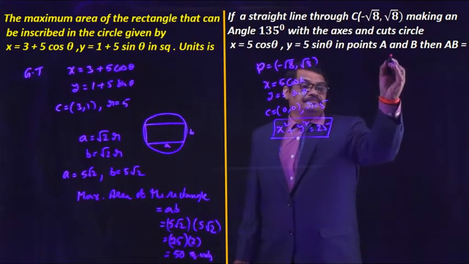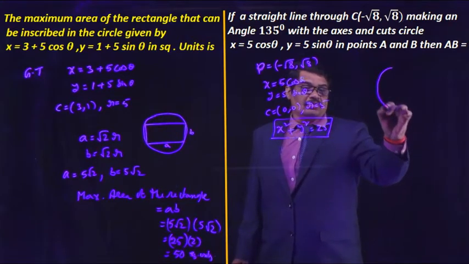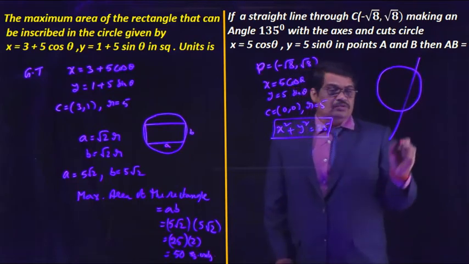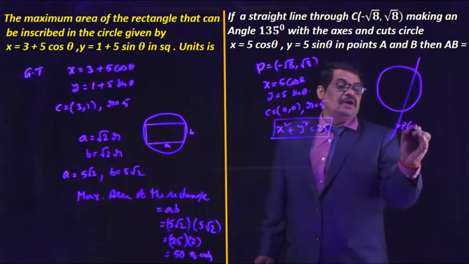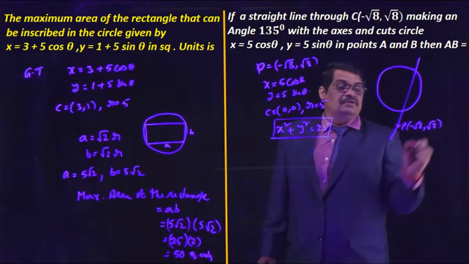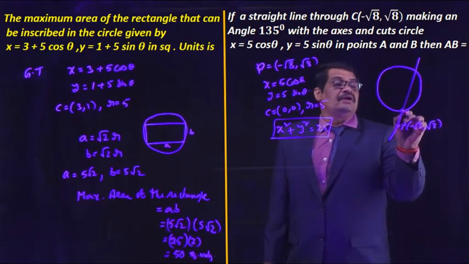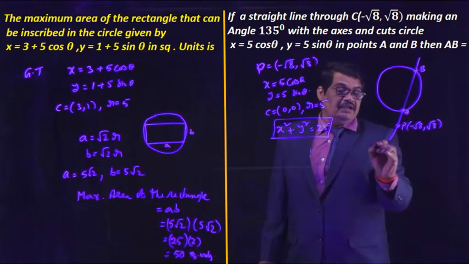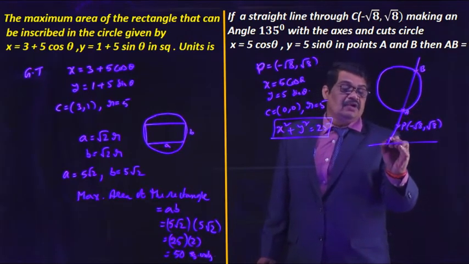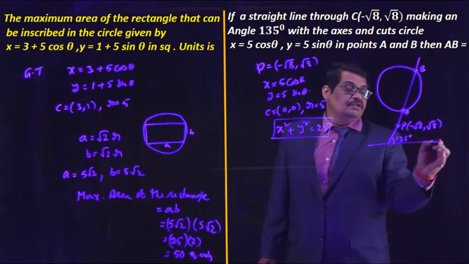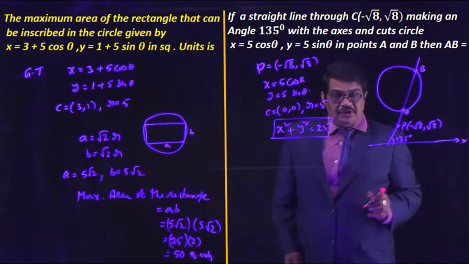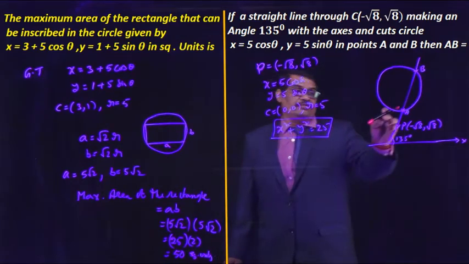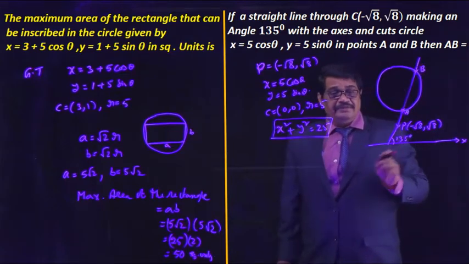This is the circle, and a line passing through the point minus root 8 comma root 8 and cuts the circle at capital A and capital B, and this line is making an angle 135 degrees with the x-axis. This is the diagram. Now we have to find the length of AB.